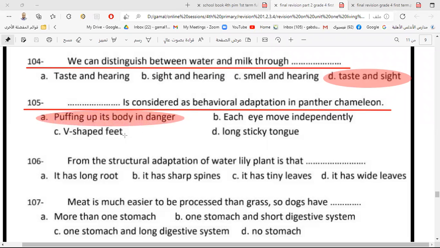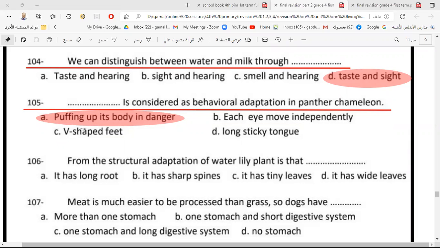Very good, my son. Because the other adaptations are what? Each eye moves independently, V-shaped feet, and the long sticky tongue. All of these are what? Behavioral or structural? All of these choices are structural adaptations, okay? Adam, are you with me? Yes, teacher. Each eye moves independently: structural. V-shaped feet: structural. Long, sticky tongue: structural.